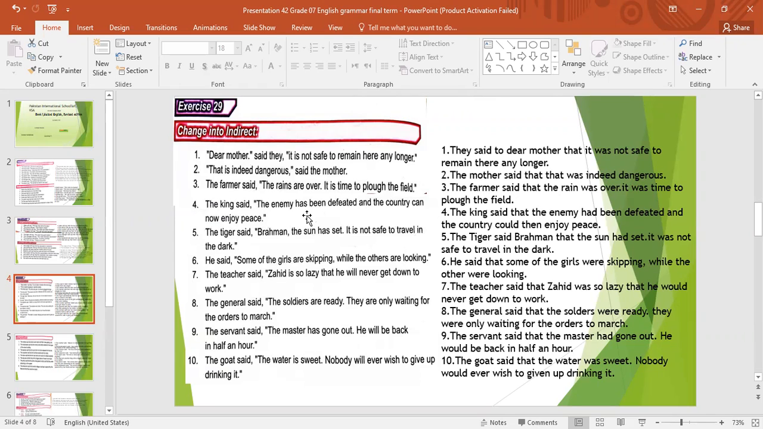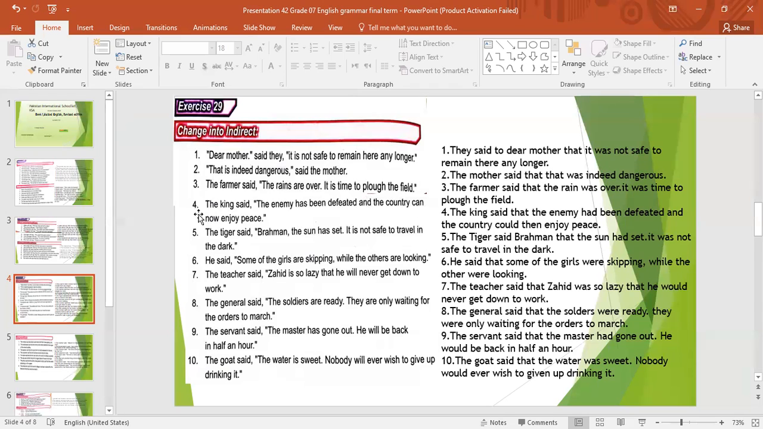"The enemy has been defeated and the country can now enjoy peace." Dear students, this is the direct speech. Here I will change this sentence by adding "that" and just changing the tense of the reported speech. The king said that the enemy had been defeated. Here it is written "has been", I changed the form to "had been defeated, and the country could then enjoy peace."